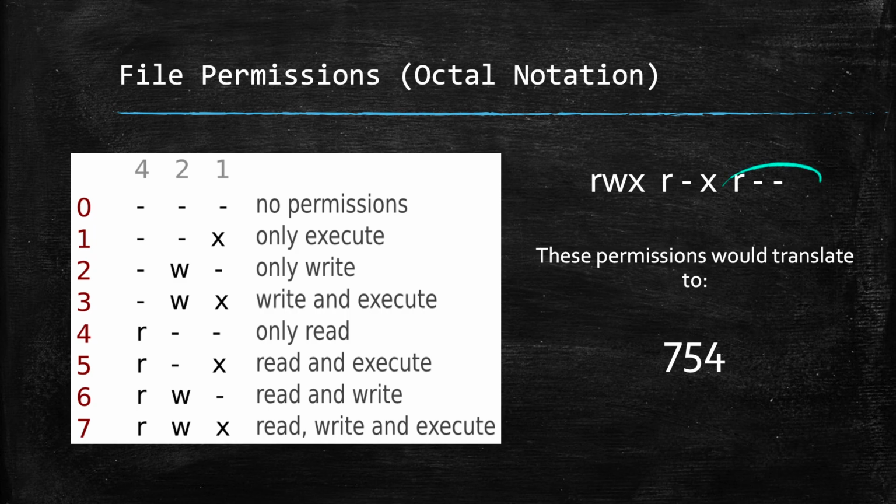So the last one here, this means everybody else on the system. Someone that's not the owner of the file and also not a group member of the file, right? So in this example, we've got an R. That's a value of 4. They can read the file, but they cannot execute the file.